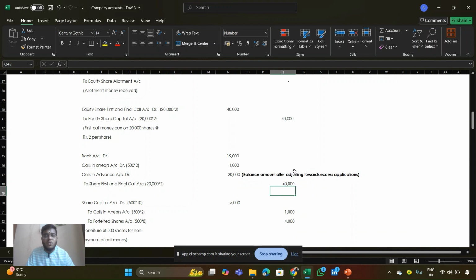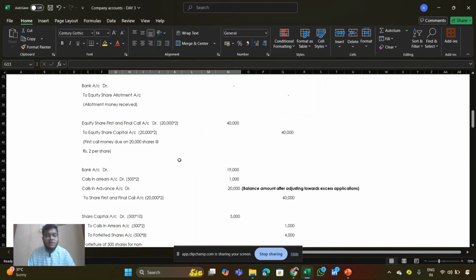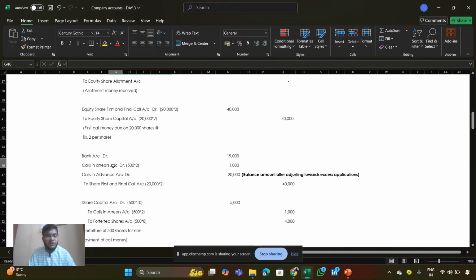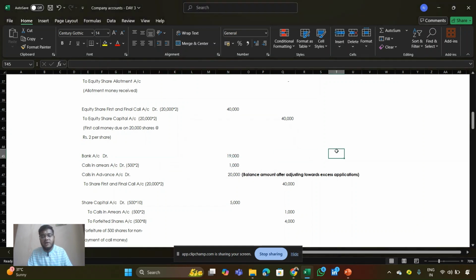Calls in arrears. Why arrears? What did they do? They allotted 500 shares. He failed to pay. So 500 shares he failed to pay. So 500 shares into face value 2, 1,000 he failed to pay. So that is what calls in arrears is. And then the balance is bank account.